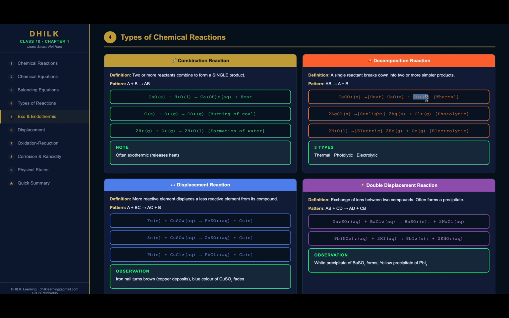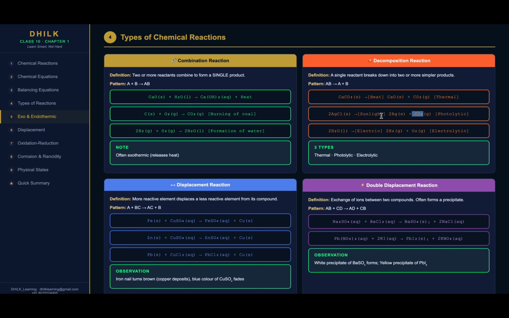Now the second example, for the photolytic decomposition reaction, is that silver chloride, 2AgCl, is decomposing using the sunlight into 2Ag plus Cl2. Silver chloride is converted into silver and chlorine. This is a photolytic decomposition reaction because they are using the sunlight.